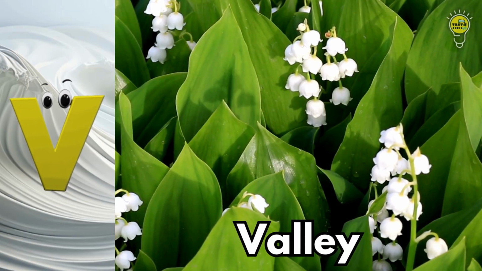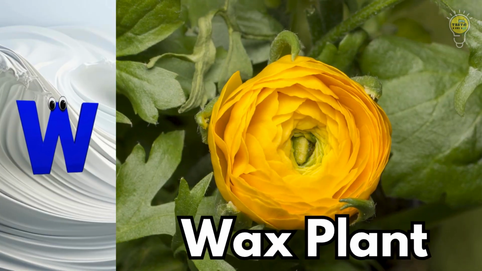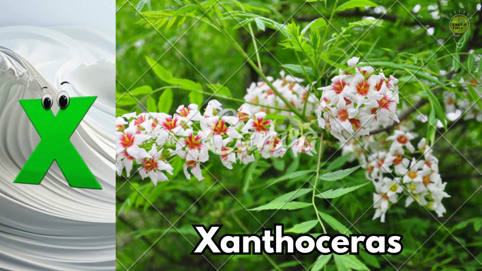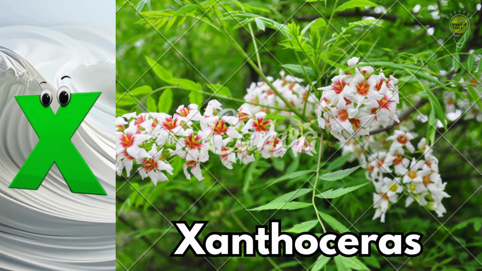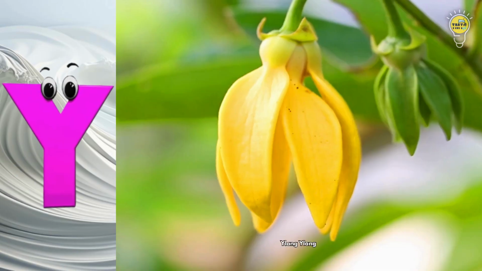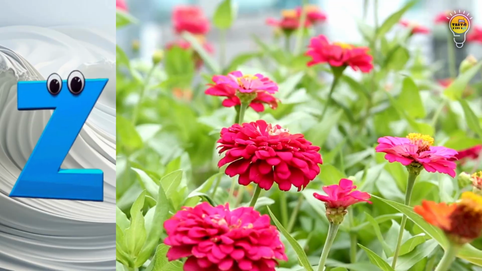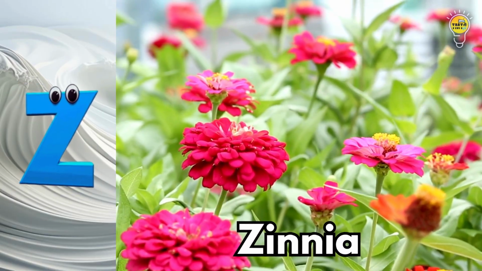V, valley flower. W is for wax plant flower. Wax plant flower. X is for xanthoceras flower. X, xanthoceras flower. Y is for ylang-ylang flower. Ylang-ylang flower. Z is for zinnia flower. Z, zinnia flower.